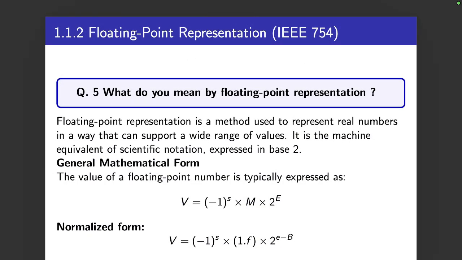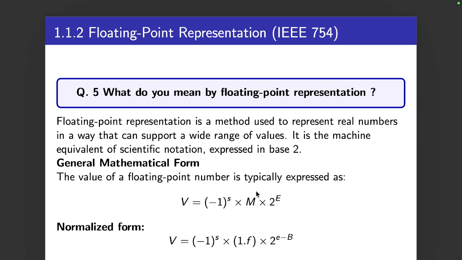Next question: what do you mean by floating point representation? Floating point representation is a method used to represent real numbers in a way that can support a wide range of values. It is the machine equivalent of scientific notation expressed in base 2, because this is binary form. In general mathematical form, the corresponding value is (-1)^s × m × 2^e, because it is expressed in binary form, base 2, 2 to the power e.